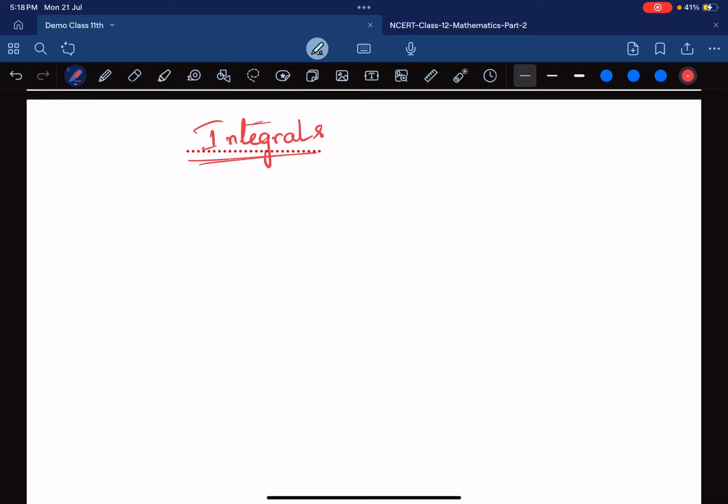Integral calculus is motivated by the problem of calculating areas of regions bounded by the graph of a function. So actually, integral calculus arises from solving two types of problems.